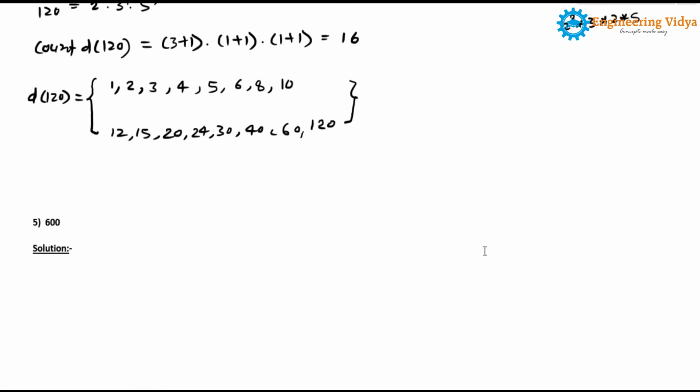Now I'll check for the next number, that is 600, right? Since you know the shortcut rule to calculate the factors, here we have 600. Here 0 is coming, so 0 can be replaced by 2 into 5. Again 0 is coming, so 0 can be replaced by 2 into 5. And here 6 is coming, so 6 can be replaced by 2 times 3 is 6, right? Hence 6 will be replaced by 2 into 3, 0 by 2 into 5, and again 0 by 2 into 5.